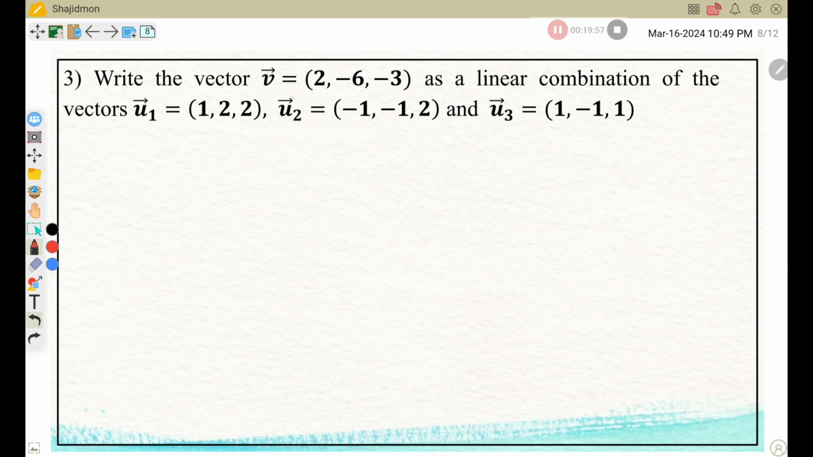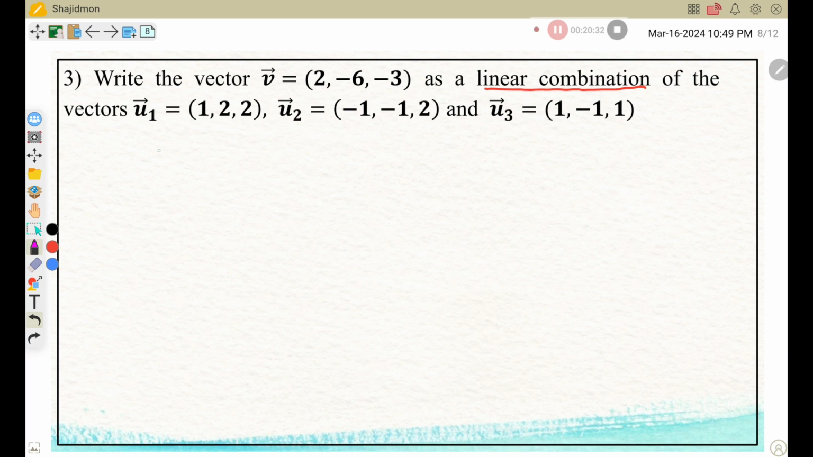Write the vector v as a linear combination of the vectors u1, u2 and u3. Now as you know, these vectors are all from the space. We have x, y, z, correct? We have three numbers, so the vectors are in the space. Now in space, we know how to write the linear combination. So vector v we need to express in terms of u1, u2 and u3.